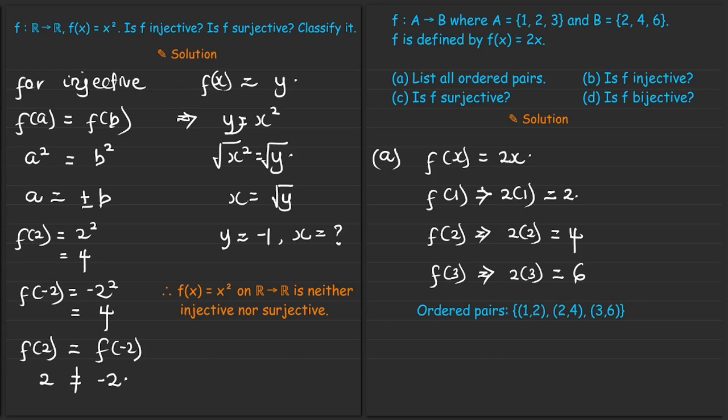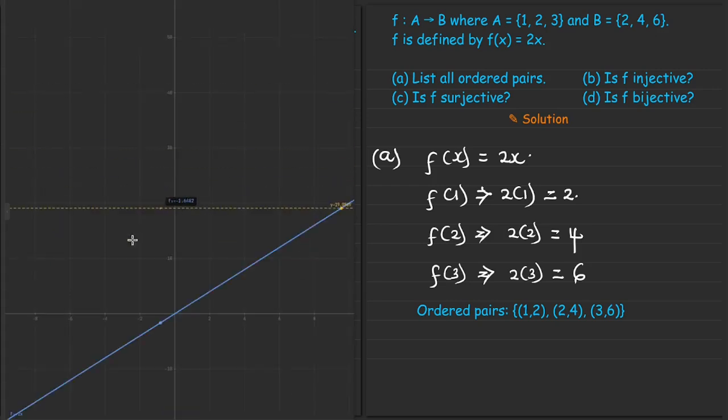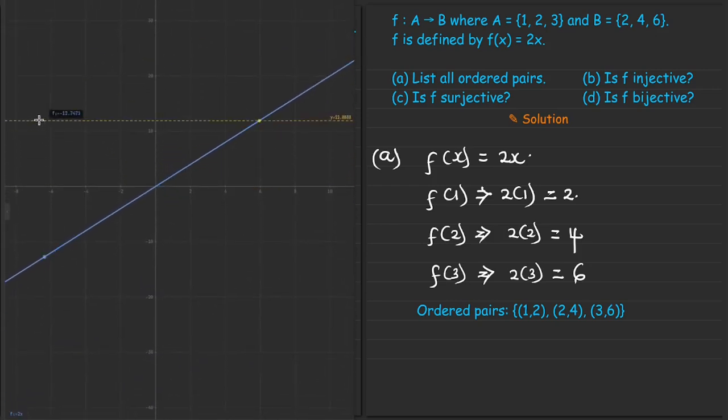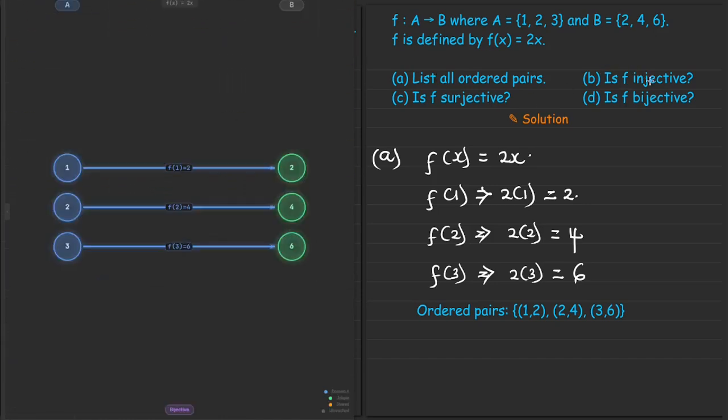Now, if you were to get the arrow diagram for this, this is how it's going to be. As you can see over here, this is just it. And then this is how its graph is also going to be. Very simple. Now the question says we have to determine if it is injective.